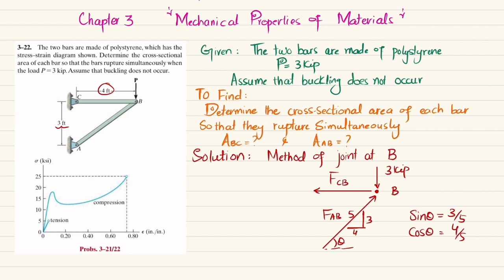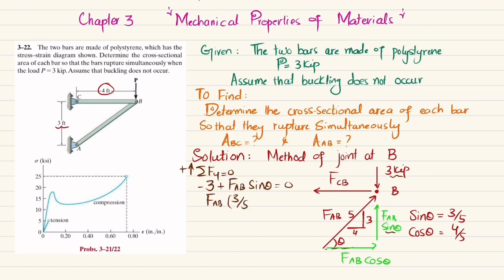And this force will have two components. One along the x-axis, in this direction, and another one in the y direction. So this component will be FAB sine theta, and this component will be FAB cos theta. Now we will apply the equation of equilibrium that the sum of all forces along the y direction must be equal to 0, and upward force is positive. So minus 3, which is downward, plus this vertical component, FAB sine theta, is equal to 0. So it means that FAB sine theta is equal to 3 over 5 FAB is equal to 3. And we will get FAB equal to 5 kips.